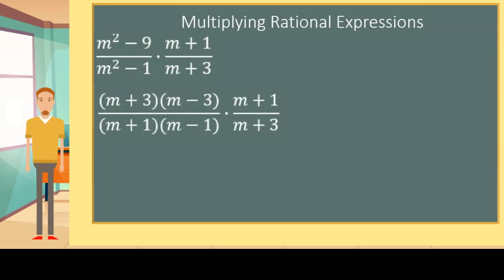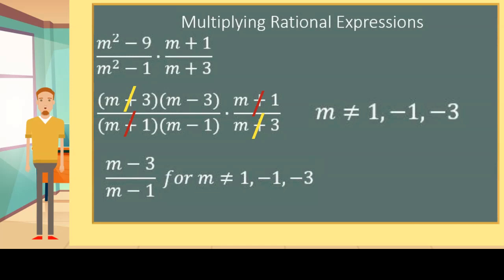Looking at the denominators, we can now identify the restrictions of the given expressions. The entire expression is defined for all values of m except for m equals 1, -1, and -3. Therefore, those numbers are the restrictions of the given expressions. We can now cancel out the common factors in the numerator and denominator. The simplest form of the product now is m minus 3, over m minus 1, for m is not equal to 1, -1, and -3.